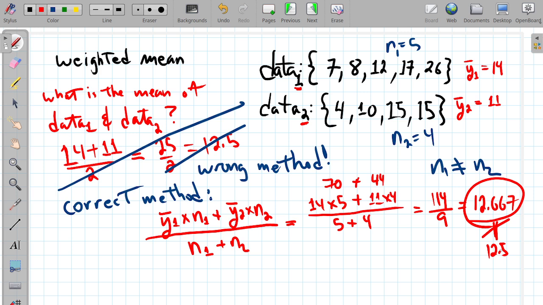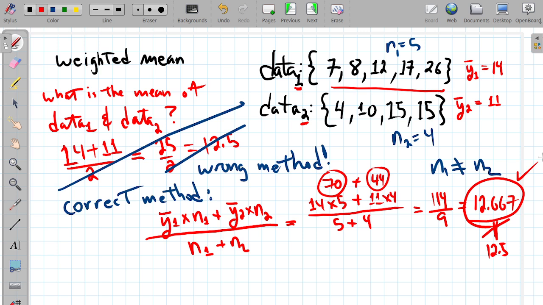Now, let's verify that we got this right. Really all we have to do is add up the numbers, the observations in data set number 1 and in data set number 2. Well, you'll notice we've already done that. We know from previous work that this was 70. And I just did this one. We know that's 44. Well, there we go. 44 and 70 is 114 divided by 9 is 12.67.